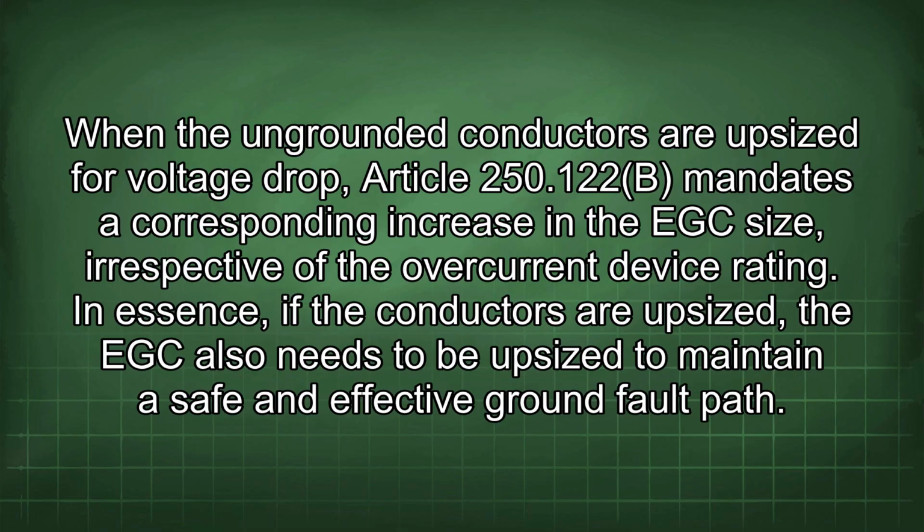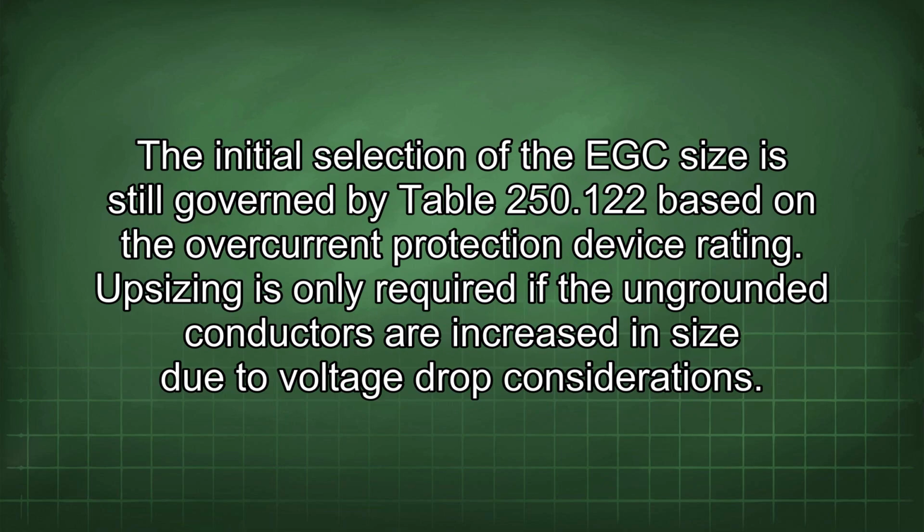When the ungrounded conductors are upsized for voltage drop, Article 250.122(B) mandates a corresponding increase in the EGC size, irrespective of the overcurrent device rating. In essence, if the conductors are upsized, the EGC also needs to be upsized to maintain a safe and effective ground fault path. The initial selection of the EGC size is still governed by Table 250.122 based on the overcurrent protection device rating. Upsizing is only required if the ungrounded conductors are increased in size due to voltage drop considerations.